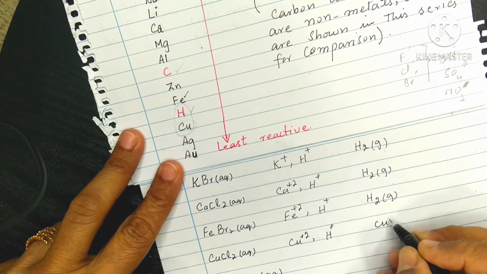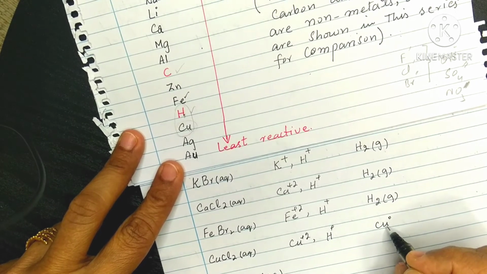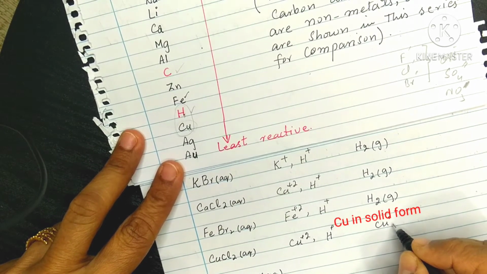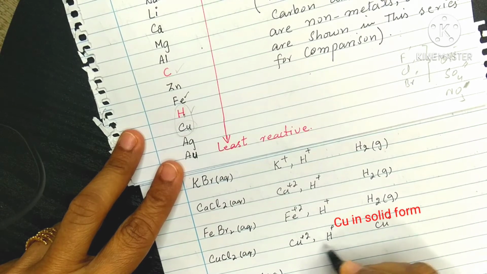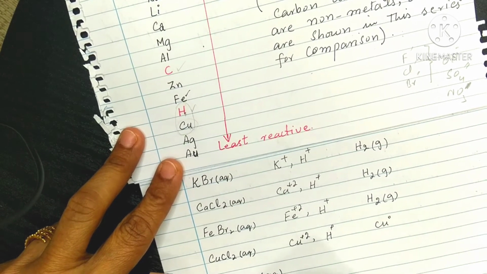It means copper metal will deposit at the cathode and hydrogen will remain in the solution.